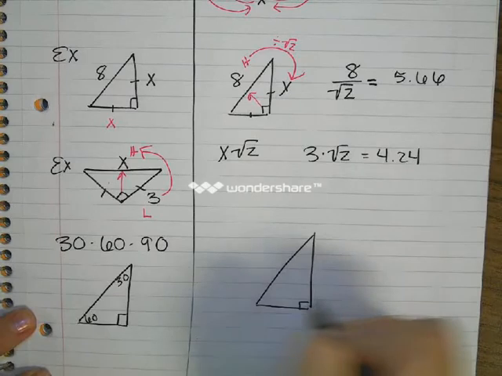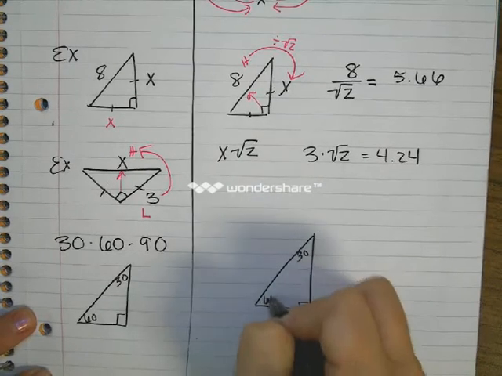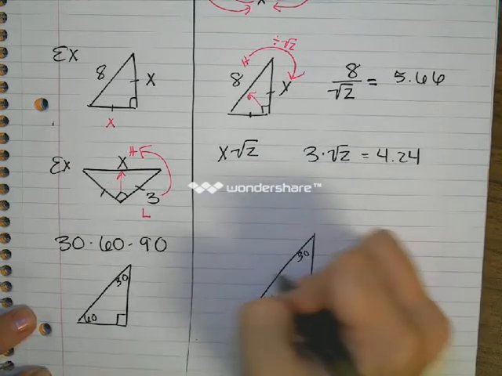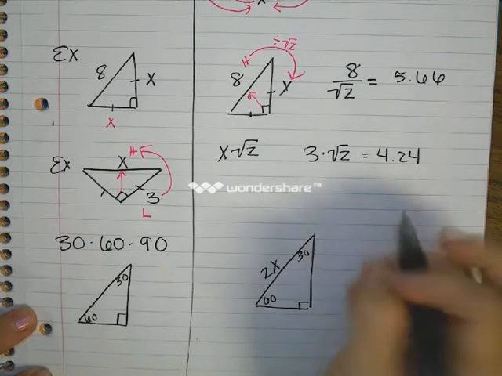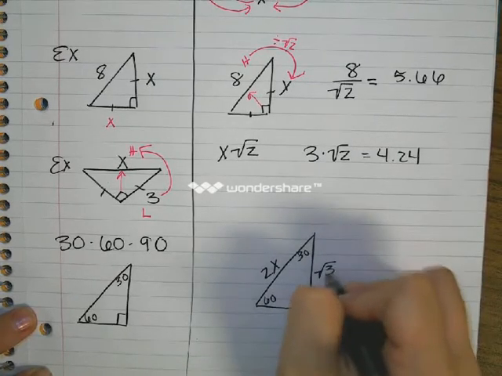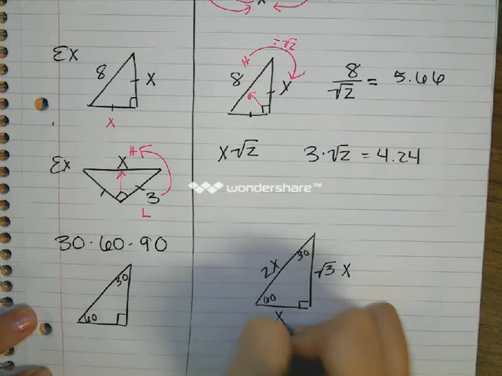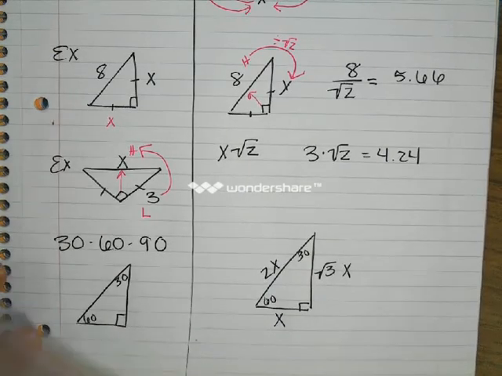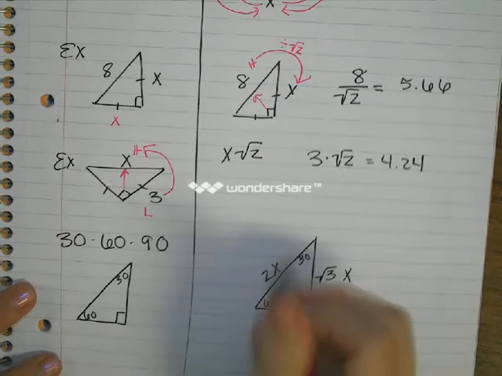Alright, the diagram you'll see in some of your formula charts will look like this. The x will always start across from the 30-degree angle. X is considered your shortest side.